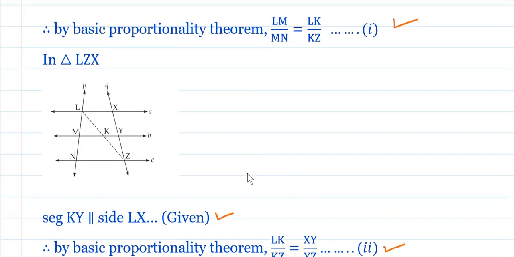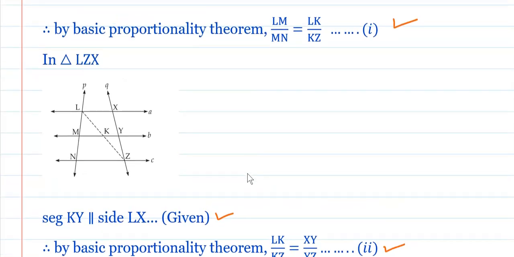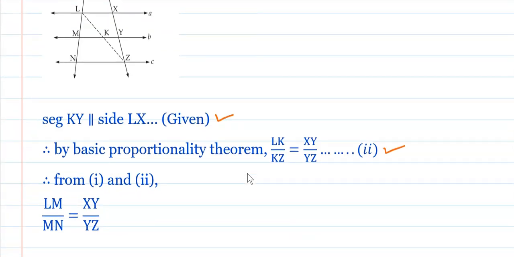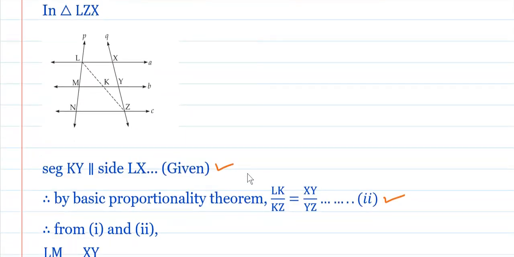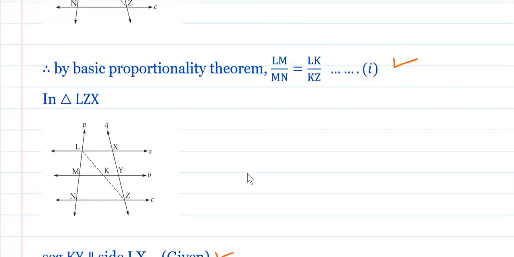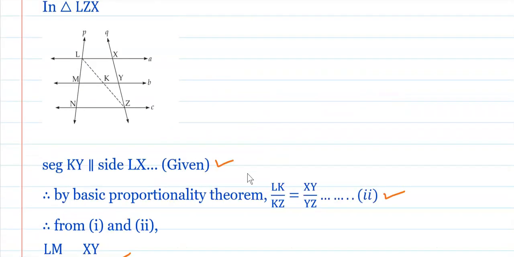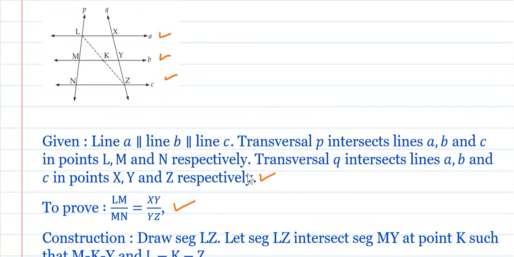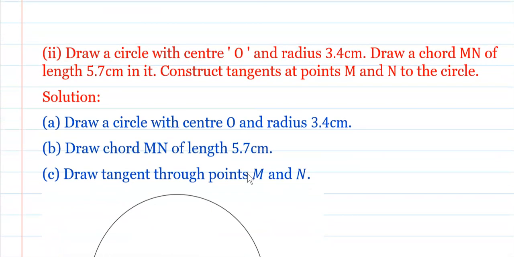And therefore from 1 and 2, what is common to both? That is LK upon KZ. LK upon KZ is common. Then what do we get? LM upon MN is equal to XY upon YZ. Therefore from 1 and 2, we cancel the common and take the uncommon here. Therefore LM upon MN is equal to XY upon YZ and hence it is a proof. Easy theorem that came for proving. Okay. Now the next question.